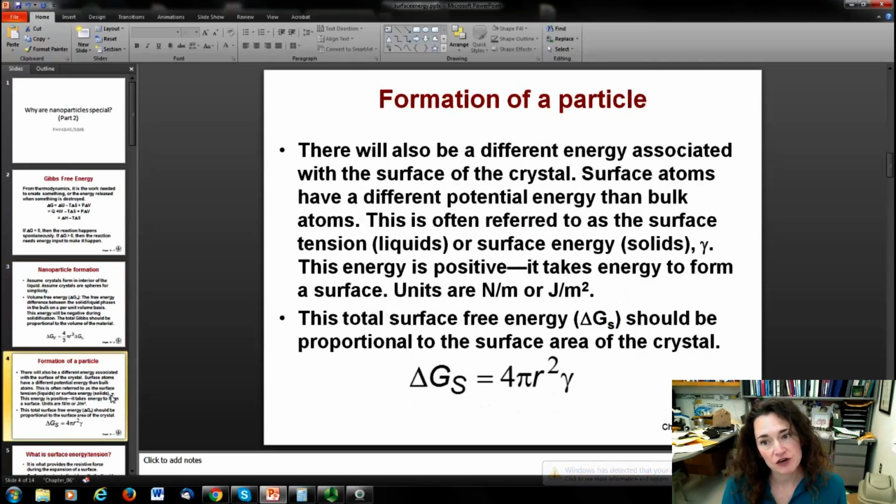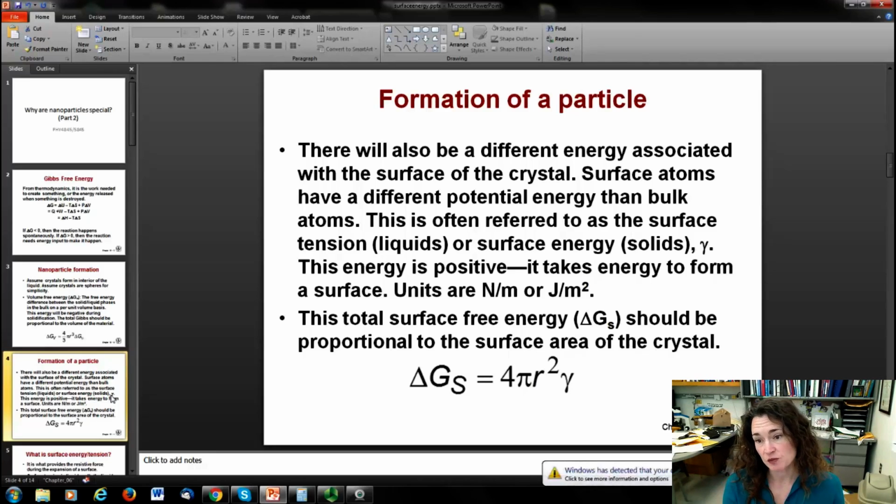There's also going to be a different energy associated with the surface of the crystal. We talked about this, remember? Your surface atoms have a different potential energy than your bulk atoms, and this is because the surface atoms are bonded to fewer nearest neighbors, or their coordination number is lower. They're bonded to fewer atoms than the bulk, which raises their energy compared to those bulk atoms. Since the surface atoms have a different energy than the bulk, this is often referred to as a surface tension in a liquid or a surface energy in a solid. Either way, it's symbolized with the Greek letter gamma.